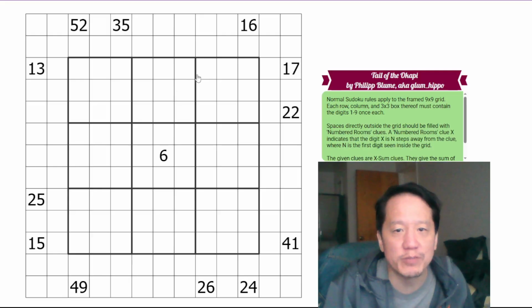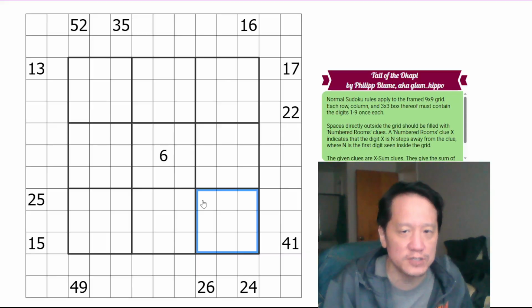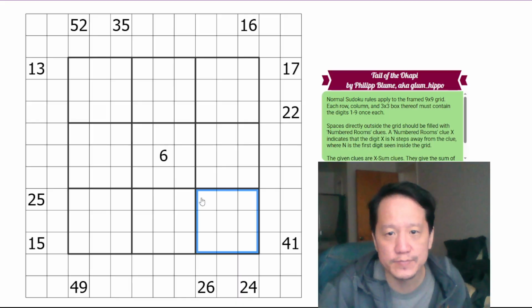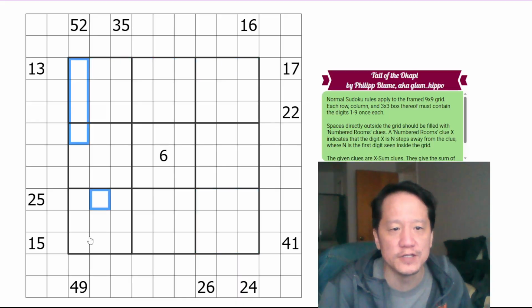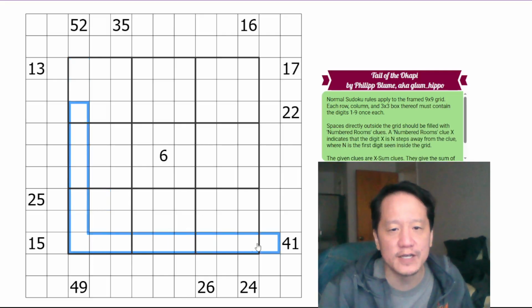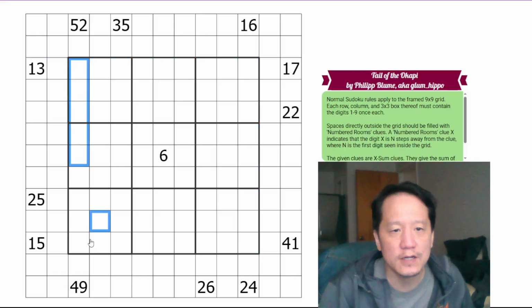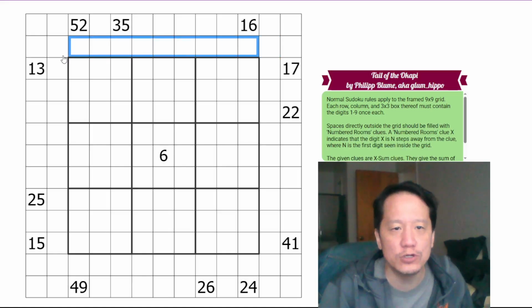Normal Sudoku rules apply to the framed 9 by 9 grid, where each row, column, and 3 by 3 box must contain the digits 1 through 9 once each. So it's normal Sudoku in the framed 9 by 9 grid. Spaces directly outside the grid should be filled with numbered rooms clues.